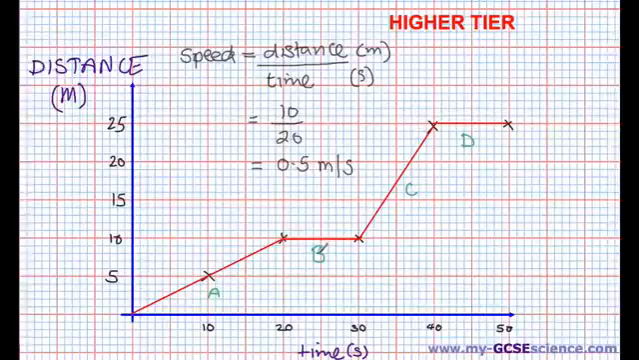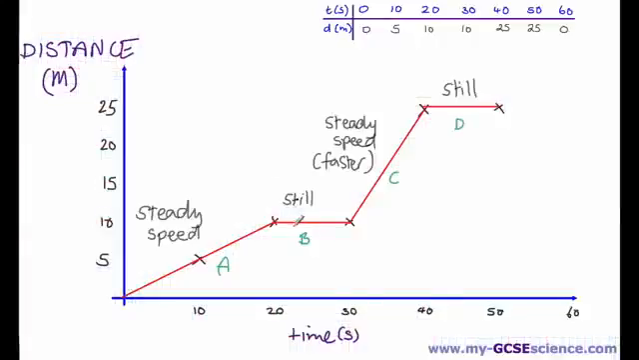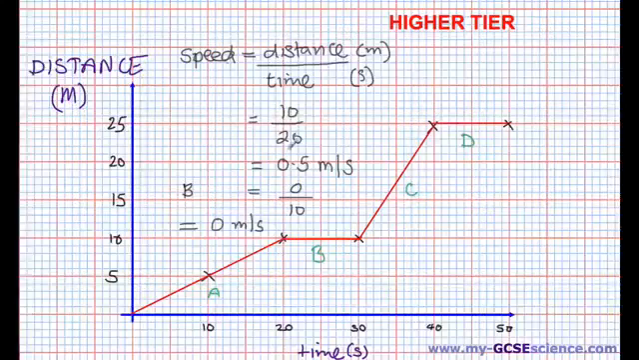Now if you're looking at point B, you can work it out in a similar way. The distance travelled from 20 to 30 is from 10 to 10. So in actual fact, for part B, the distance travelled is 0. Time taken is 10 seconds, and 0 over 10 is actually 0. So speed there is 0 meters per second. And if you go back to the previous page, we said that a flat part on the graph means he's not moving, so he's got no speed. And if you look mathematically, you can see that we've shown that the speed is 0 by doing our calculation.